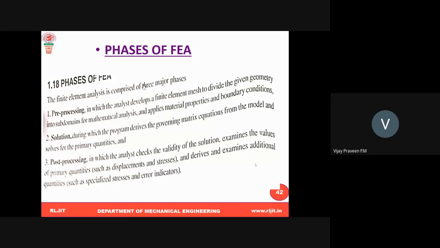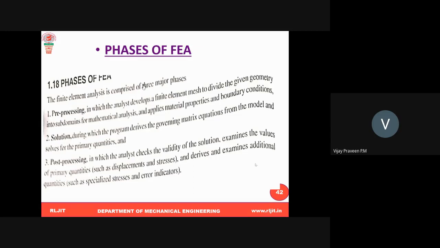Pre-processing: any type of structure you take, if you want to analyze it using a numerical method like FEM, then you have to go through these three phases one by one. First pre-processing, then processing or solution, and finally post-processing. What do you mean by pre-processing? Pre-processing is a process in which the analyst develops a finite element mesh, divides the given geometry into subdomains for mathematical analysis, and applies the material property and boundary conditions.